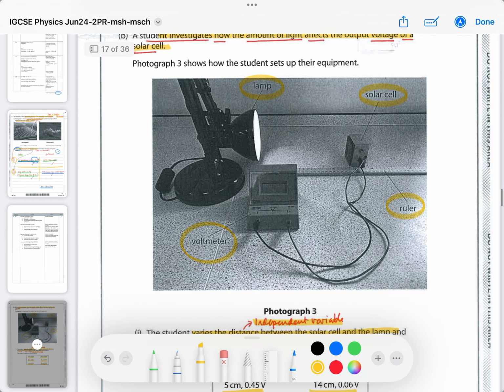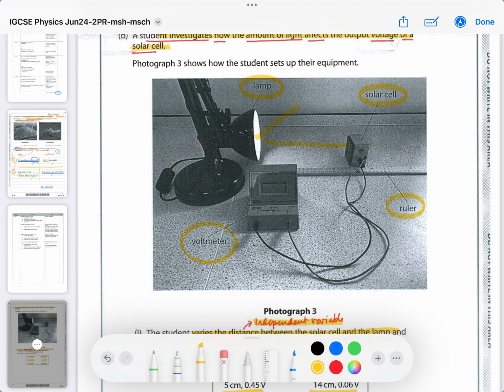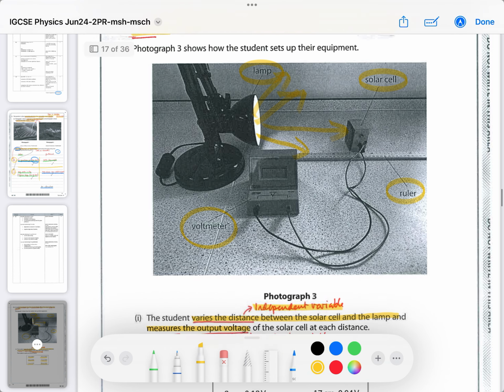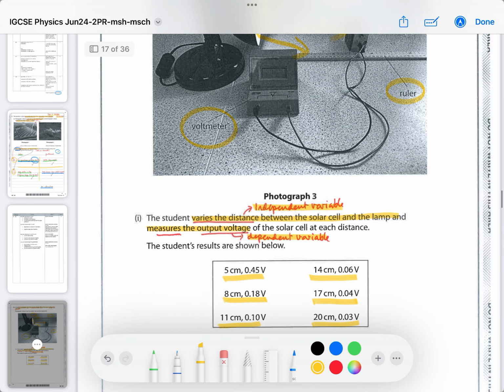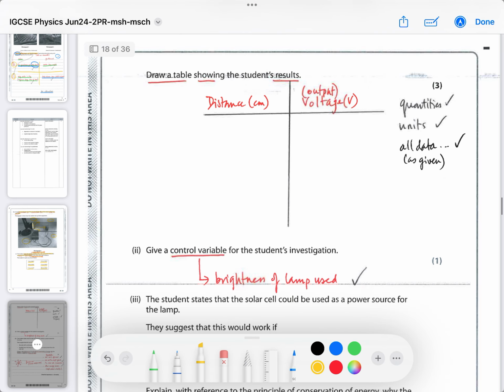Now you can imagine that not all the light goes towards the solar cell. It's going in all directions, okay? So obviously a lot of the light is lost. It doesn't actually activate the solar cell. So the intensity of the light is diminished because it spreads out in all directions.